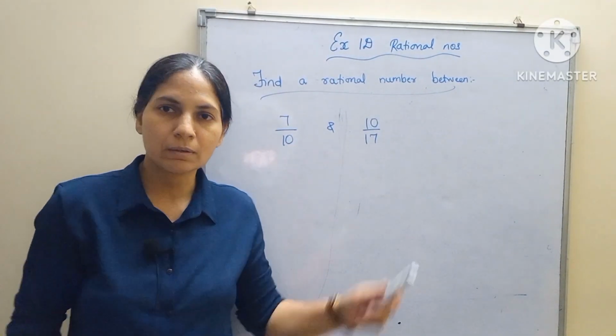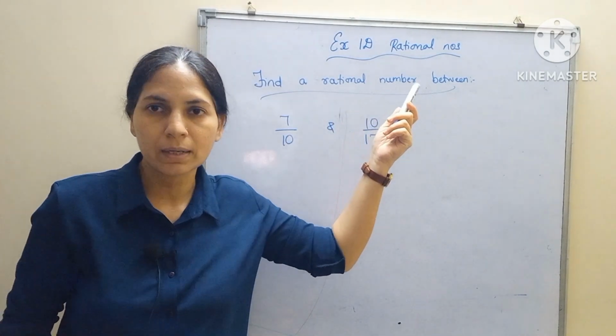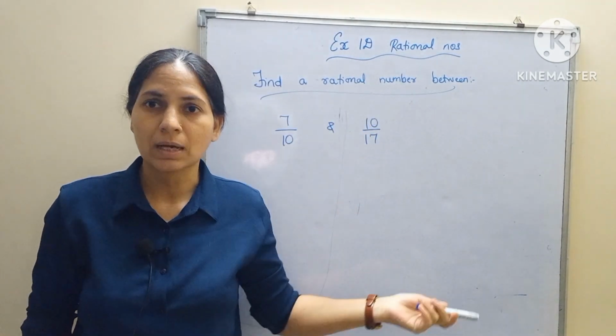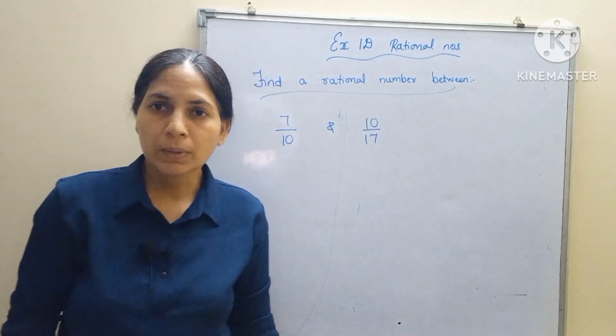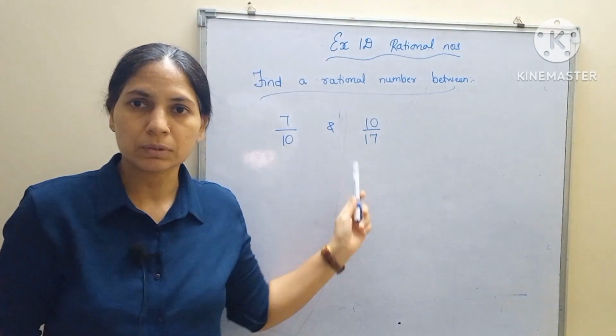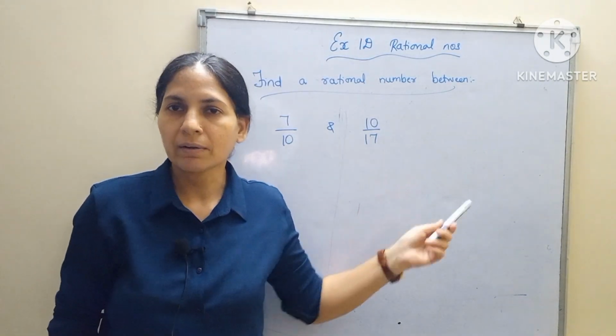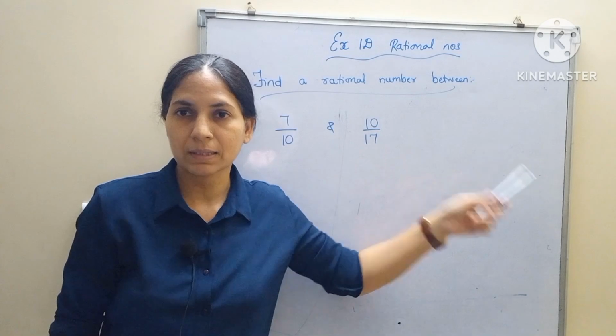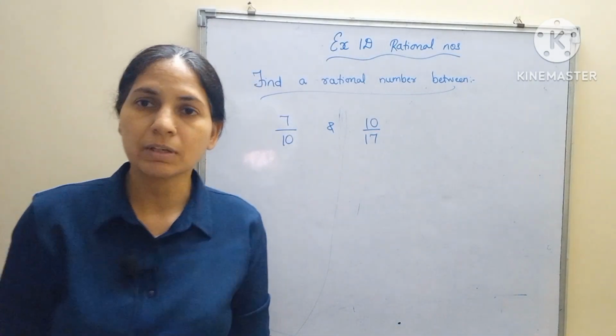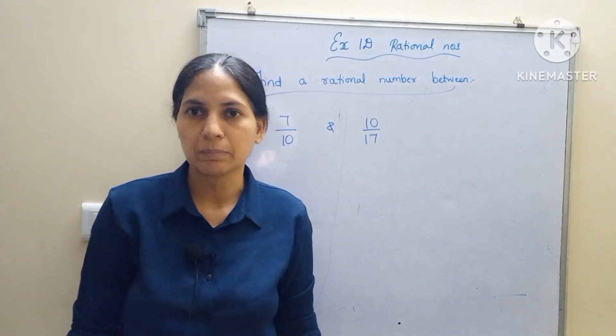Today we are going to deal with rational numbers 1D, in continuity of the last videos which we did. Today we are going to find numbers between numbers. Find rational numbers between this and this, that and that, okay? Each sum will carry a minimum of 2 to 3 marks, okay?